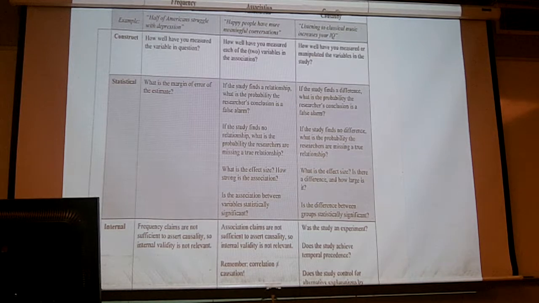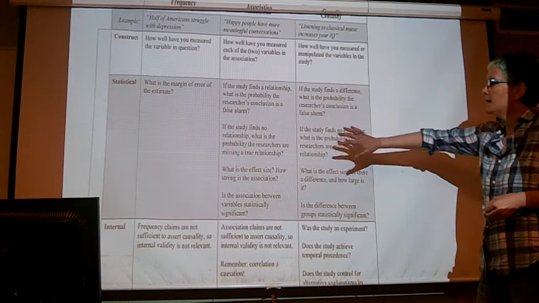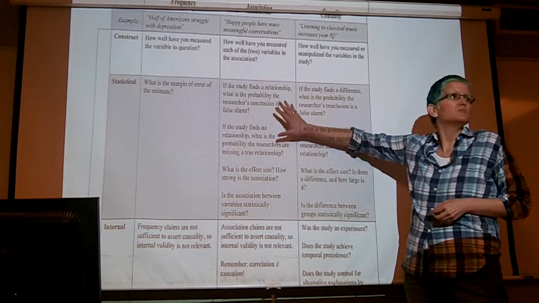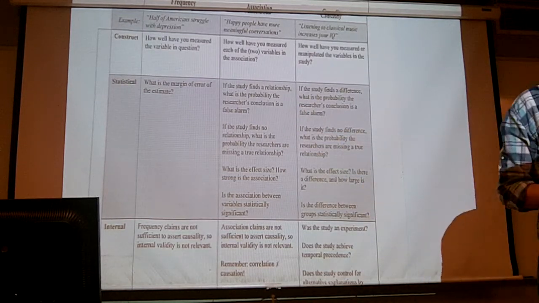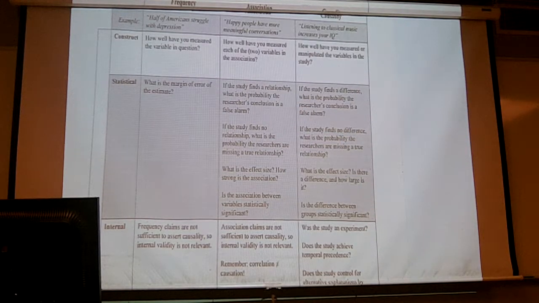Because once you start doing things like correlations and regressions, and you get a statistically significant correlation or regression, then you can start asking about type 1 and type 2 error. We want to know, to what extent do I believe the finding? Or do I think that the significant result might be a false alarm? Is there any chance that the researchers are missing a relationship that really does exist in the world?